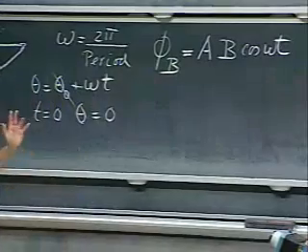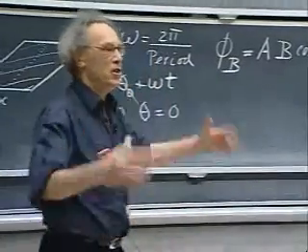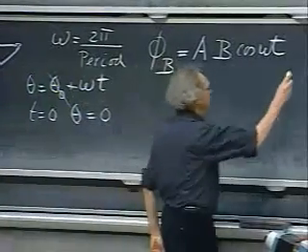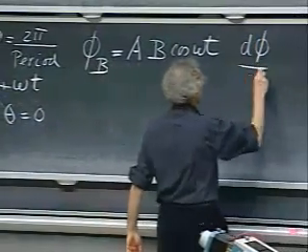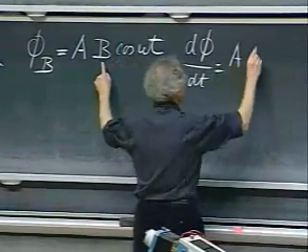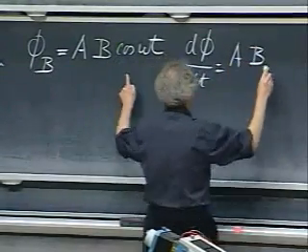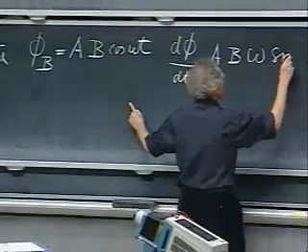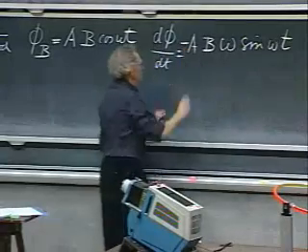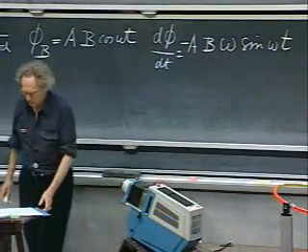Maxwell tells me it's not the flux that matters. It is the change in the flux that matters. Okay, so d phi dt. I get the A, the area. I get the magnetic field. An omega pops out. And I get a sine of omega t. And I get a minus sign.